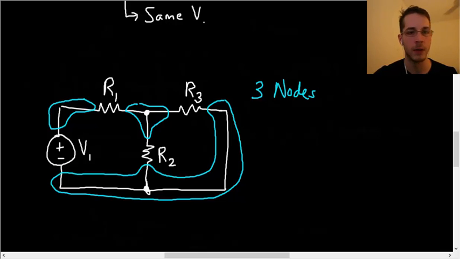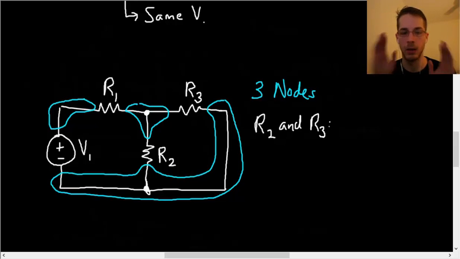And here's some extra stuff for you: R2 and R3. Well, R2 and R3 share 2 nodes in common, because this node on the bottom and this node in the middle are both touching R2 and R3. Because R2 and R3 have 2 nodes in common, they're going to be in parallel.